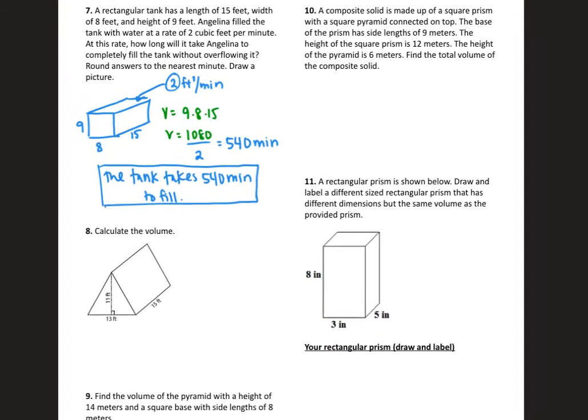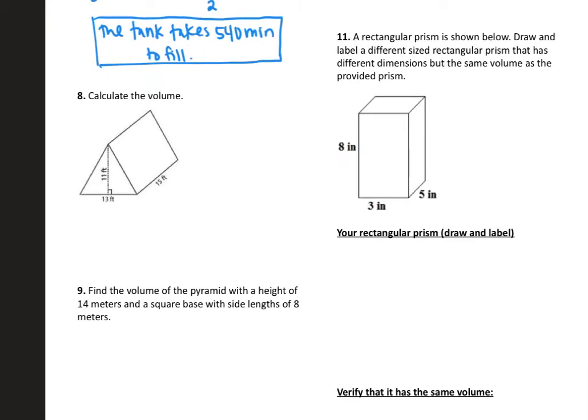All right, number 8. So this is a triangular prism. And the way we find the volume of a triangular prism, it's 1/2 base times height times the height of the prism. So the base of the triangle is 13, the height of the triangle is 11, and the height of the prism is 15. So we're just going to plug that into the formula. It's 1/2 times 13 times 11 times 15.